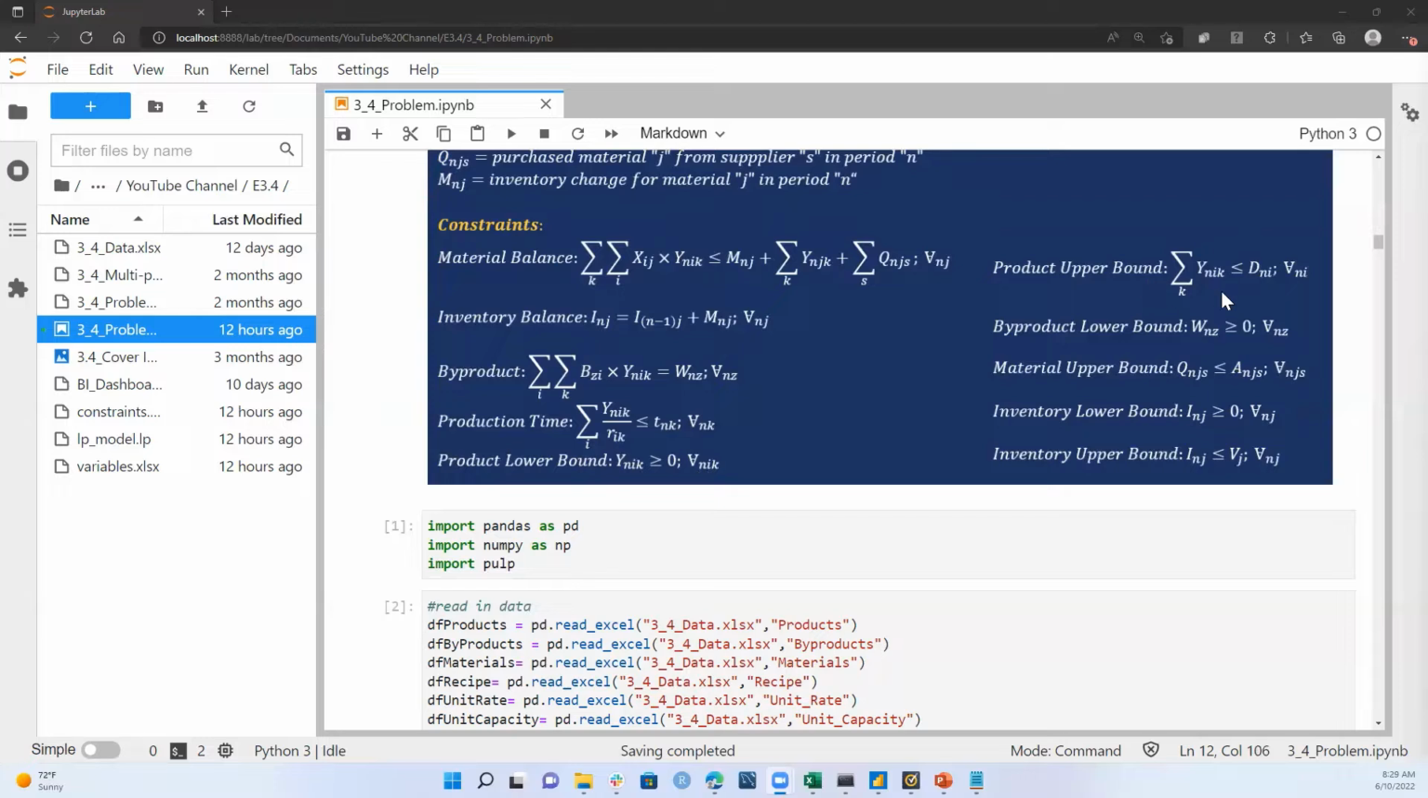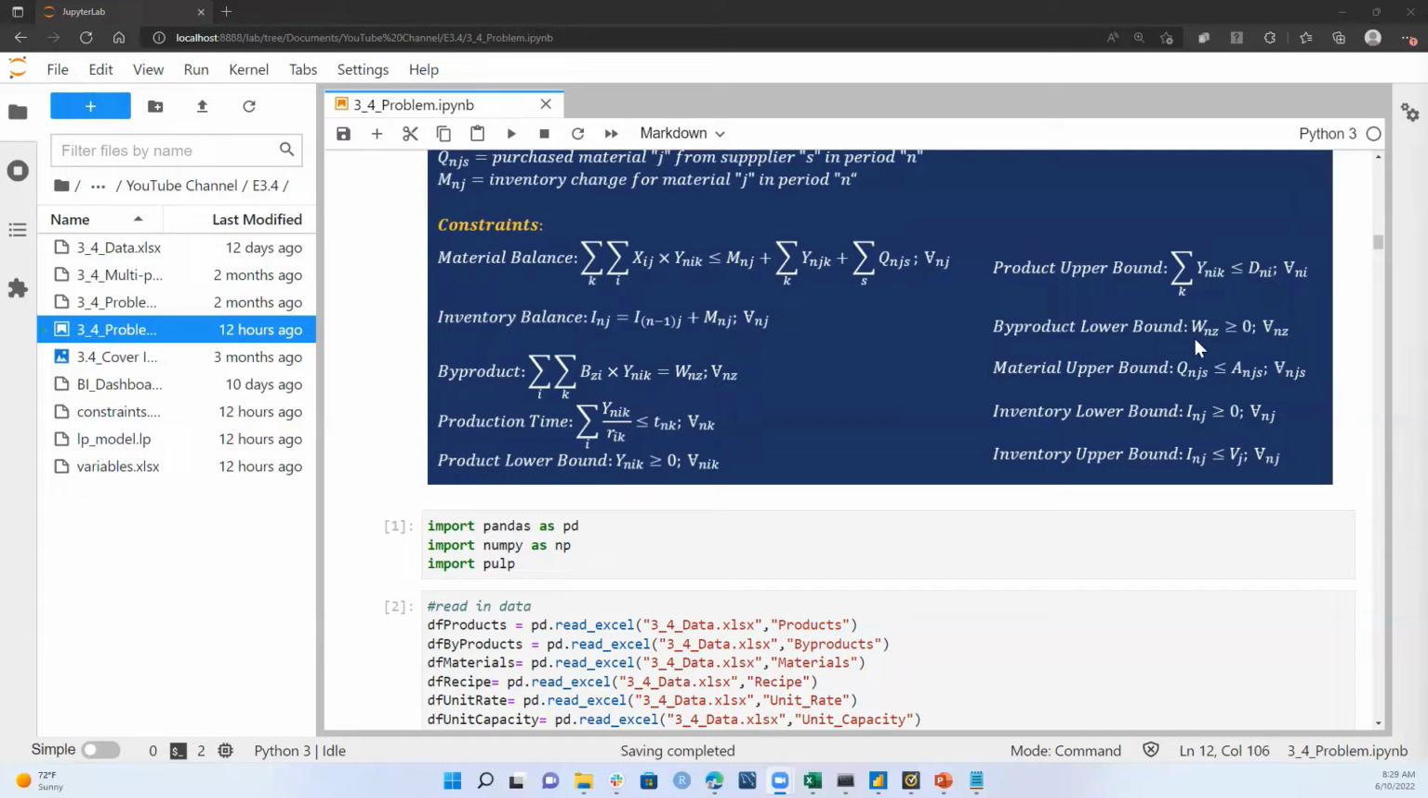Our product upper bound is going to be Y sub NIK, the amount of product I made on machine K in period N, summed up for all machines. That's going to be our total product I made, and it has to be less than or equal to the actual demand for that product I in period N. So total product I made in a given period has to be less than or equal to the actual demand that exists for that product in that period. And we're going to make this constraint for all products in each period.